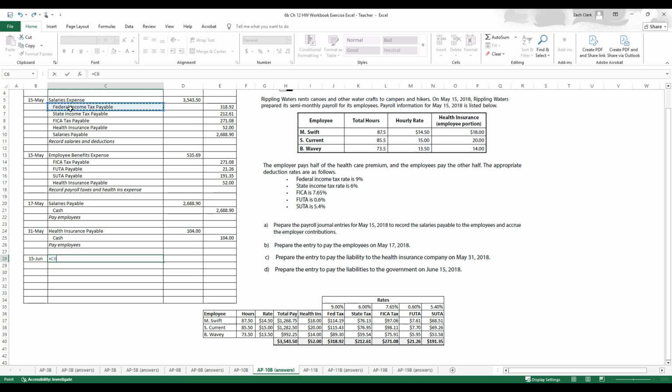So we have federal income tax payable, we have state income taxes payable, FICA, and that one's also for the employer. So there's two amounts there to record. And then we've also got on the employer side, FUTA and SUTA. Okay. And that should be everything, right? We had the payables for the salaries, we paid the employees right away. We had the health insurance payable that we sent at the end of that month. And then later on, we're remitting to the government.